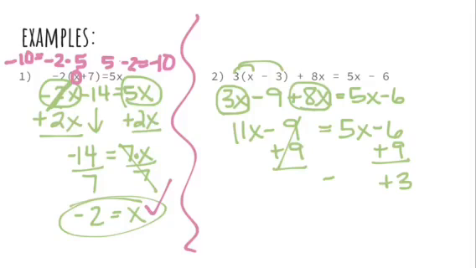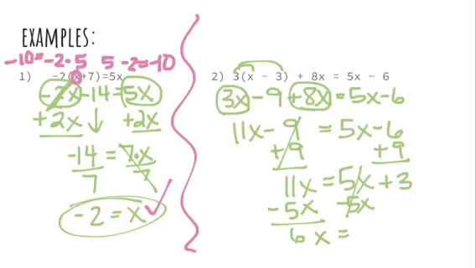So now that we've got our constants on the same side, we need to move our variables. So I need to subtract a 5x to get rid of it on that side and get it over here with these x's that are by themselves. That gives me 6x equals 3. And I need to now get rid of my coefficient, so I'm going to divide by 6. That gives me x equals 1/2.